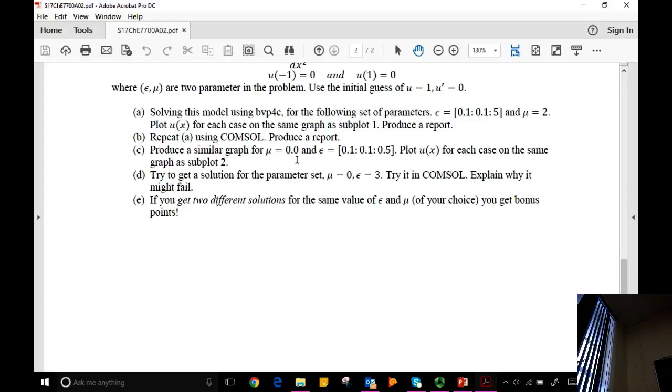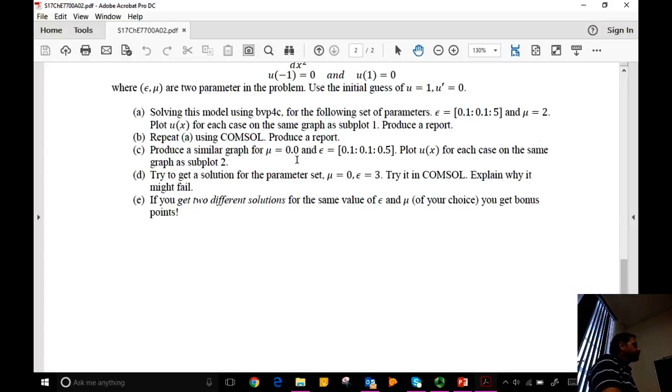So if mu is greater than 0, then this behavior goes something like this. So there are actually three solutions that are possible: the lower one, the upper one, and the middle one. If you keep on increasing mu, the solution just becomes something like this, so that there's only one unique solution for every value of epsilon.